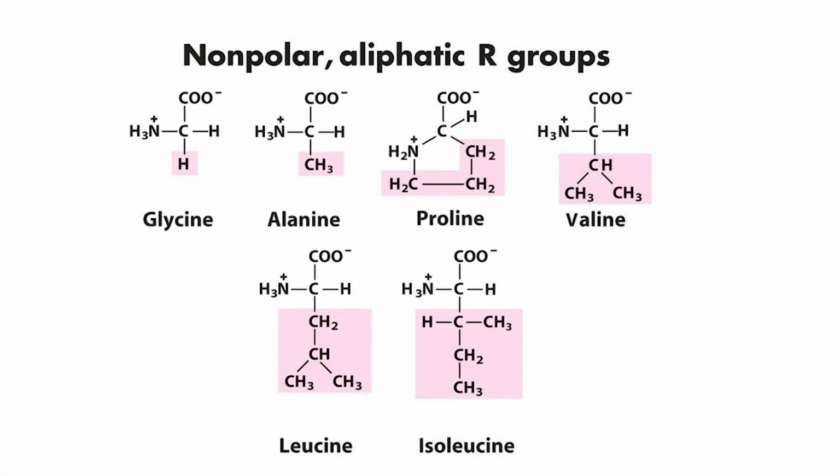These are the molecular structures of non-polar amino acids. Glycine is the smallest amino acid since its side chain is a hydrogen atom. Alanine, valine, leucine, and isoleucine have alkyl in their side chains, while proline has cyclic alkyl in its side chain.